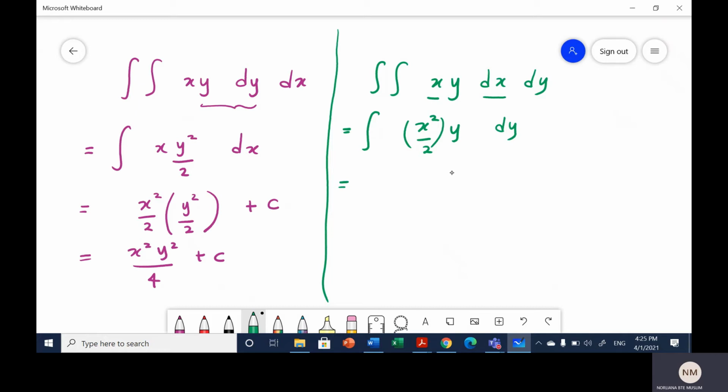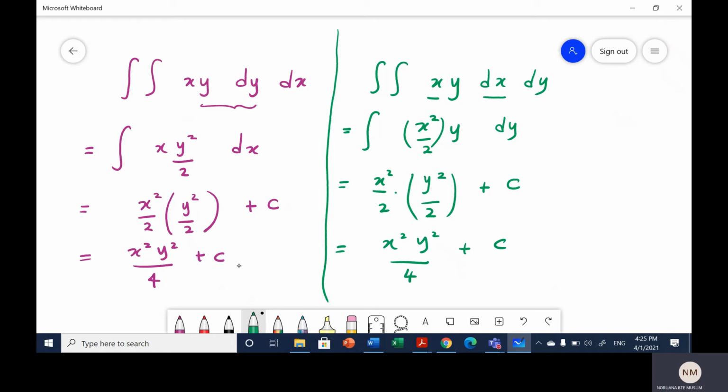The second one: we are supposed to perform the integration with respect to the y variable. Here we integrate with respect to y, so this other part will be assumed as a constant. We integrate y, so it becomes y squared over 2, then we multiply by the other part that we have here, plus the constant. Then we simplify the numbers, so here we have x squared y squared over 4 plus constant.